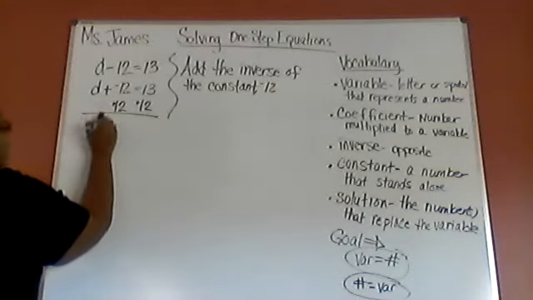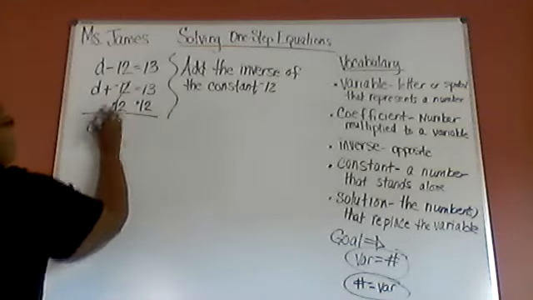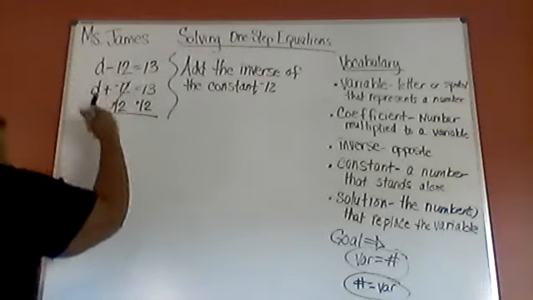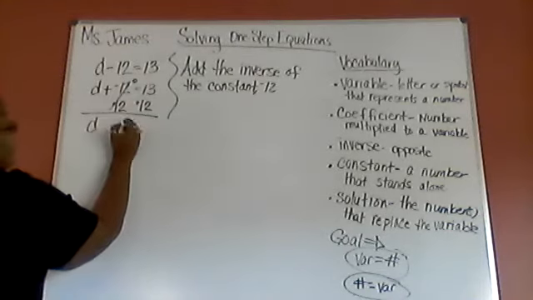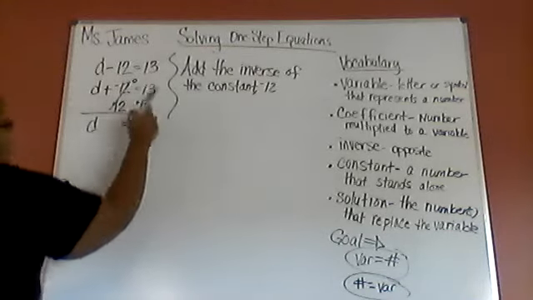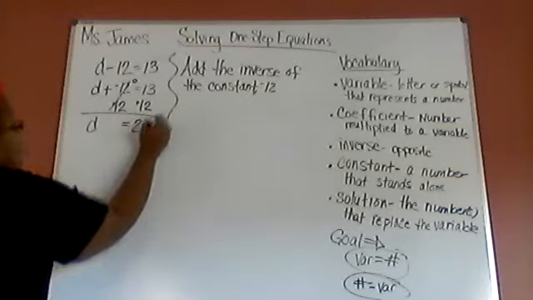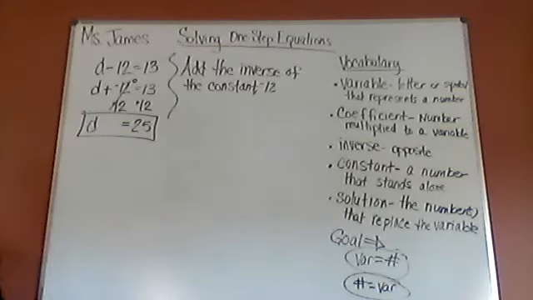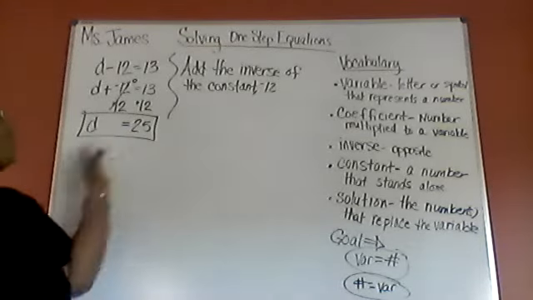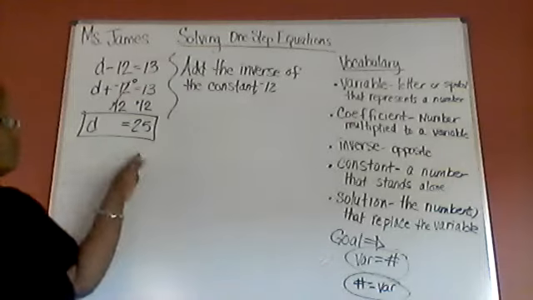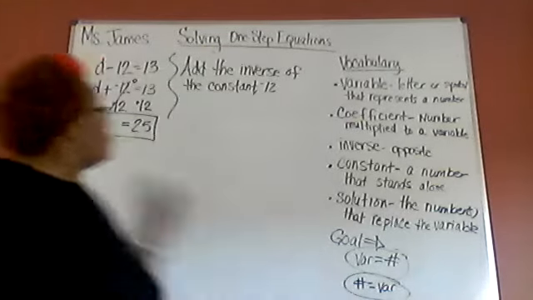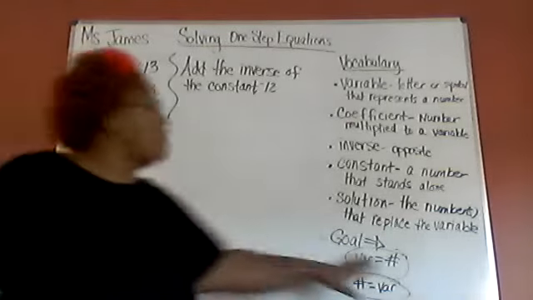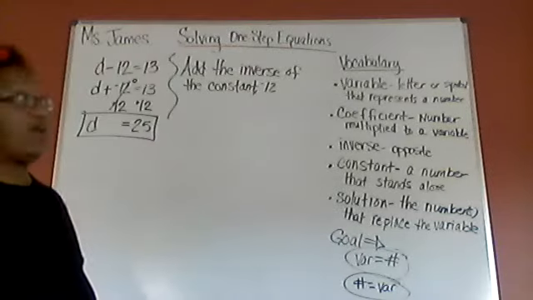So here my d drops, and this goes to 0 because this is a 0 pair. So that 0 equals, what's 12 plus 13? 12 plus 13 is 25. So my solution is 25. My equation is d equals 25 because we have met our goal. We have a variable d on one side, and we have a number 25 on the other side.